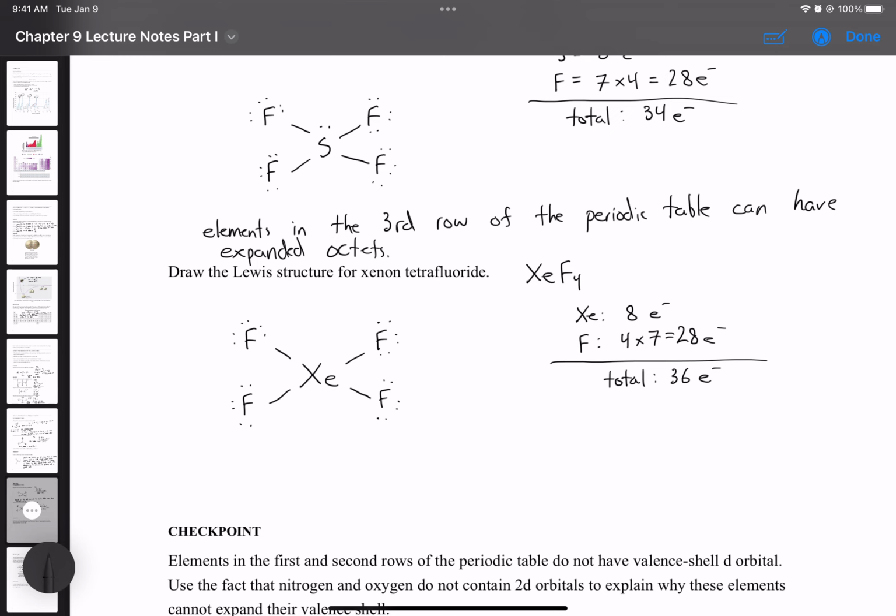So we have 8 for the first fluorine and the bond. 8, 16, 24, 32. Sorry, I can't count. 2, 4, 6, 8, 10, 12, 14, 16, 18, 20, 22, 24, 26, 28, 30, 32 electrons now. So now we need 4 more electrons, and those will go as lone pairs or non-bonding electrons on xenon. So we put both of the lone pairs here. So now it has a total of 6 electron groups around it.